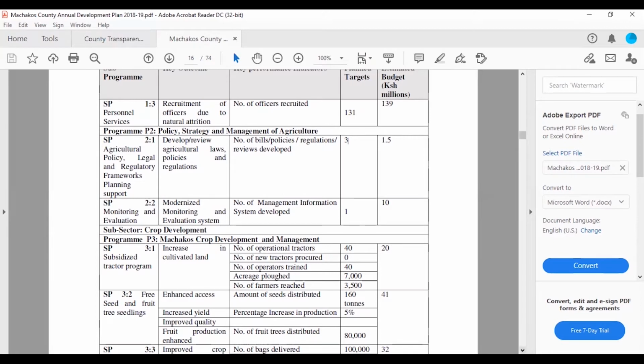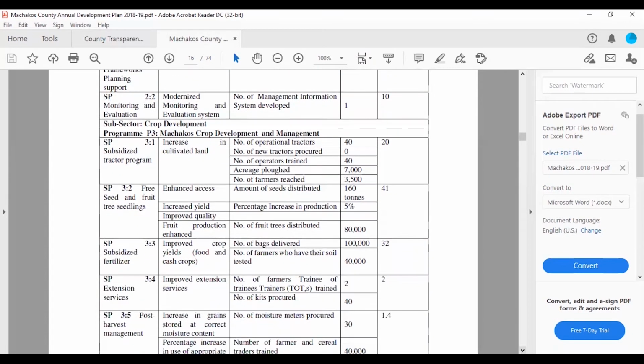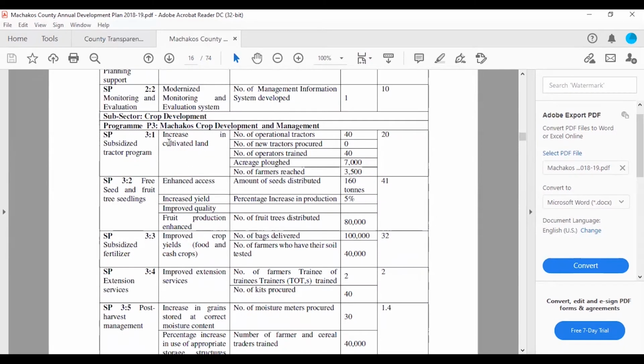So you can see here that even in the subsector on crop development, they want to increase cultivated land, and the number of operational tractors, they're looking at 40. So this is the subsidized tractor program, that is the subsidy. The outcome is an increase in cultivated land, and the number of operational tractors is 40. Number of new tractors procured, 0. Number of operators trained, 40. So that means they had already bought 40 tractors previously, and had already hired these operators. And then acreage plowed. In this case, they set aside 20 million to be used for this.